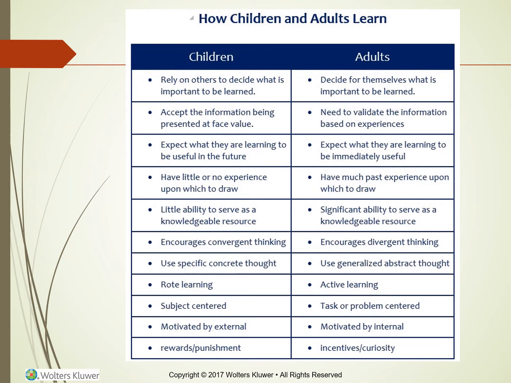Adults decide for themselves what is important to be learned, and need to validate the information based on experience. They expect what they are learning to be immediately useful. They have much past experience to draw on, and significant ability to serve as a knowledgeable resource.